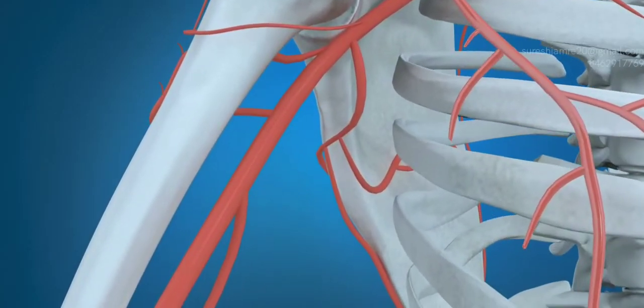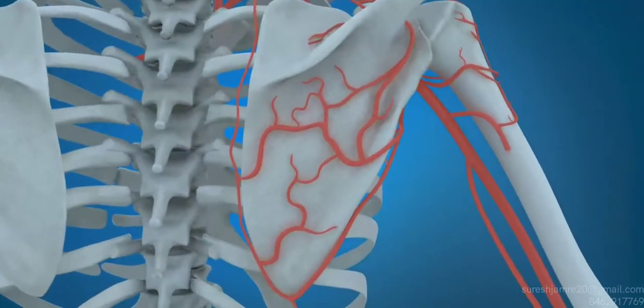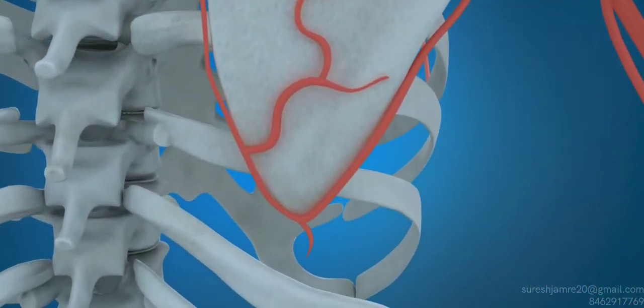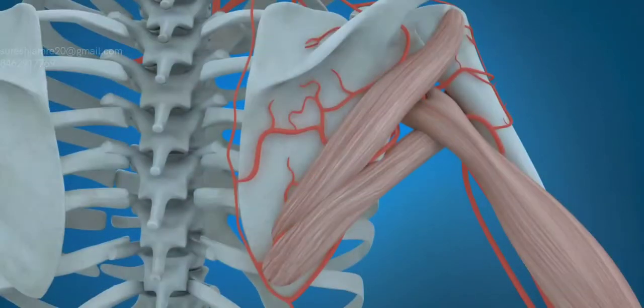The third part of the axillary artery gives rise to 3 branches. Subscapular artery. This is the largest branch of the axillary artery. It lies on the lower border of the subscapular muscle, hence the name subscapular artery. It passes downwards and terminates at the inferior angle of the scapula. It gives off a larger circumflex scapular artery.